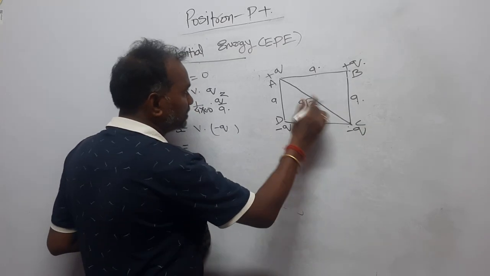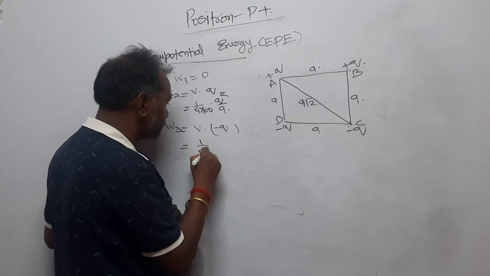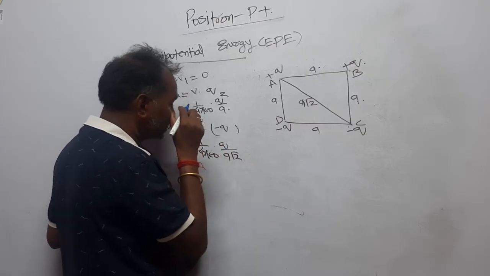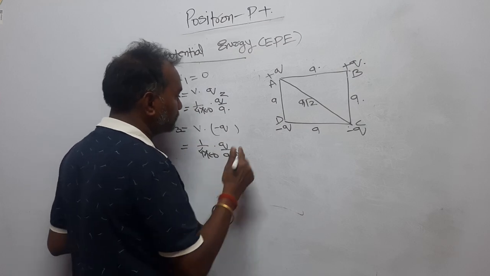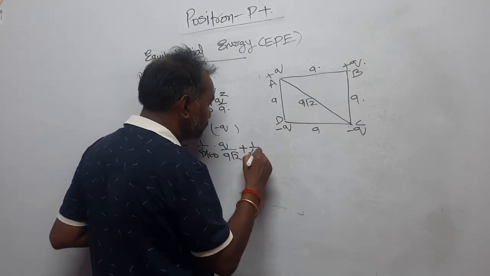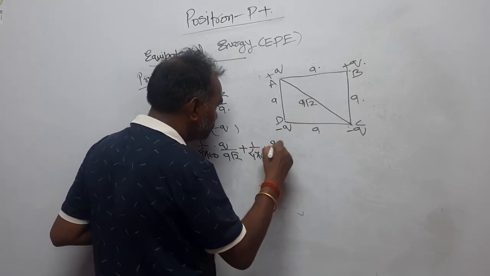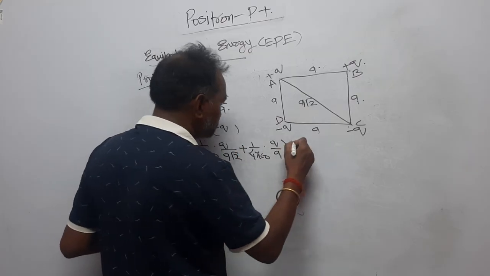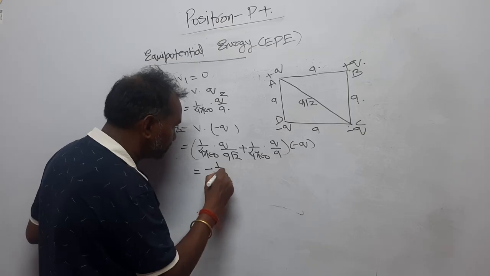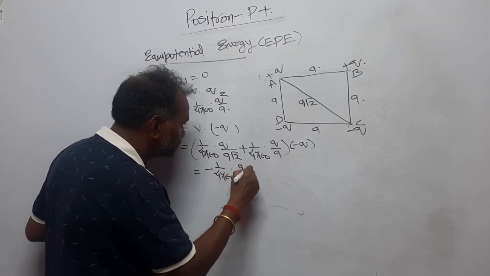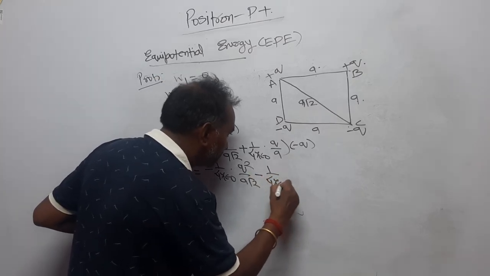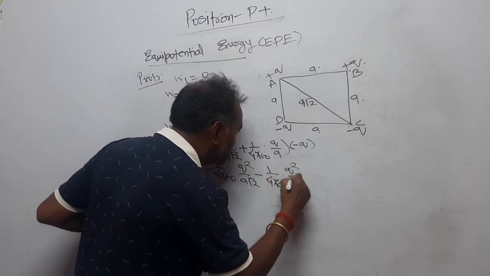So potential at this point due to this charge is 1 upon 4 pi epsilon naught Q upon A root 2, that is 1 upon 4 pi epsilon naught Q upon R. And due to this positive charge, potential at this point again would be positive. It is 1 upon 4 pi epsilon naught Q by A into minus Q. Both the results should be minus. This is Q square by A root 2 minus 1 upon 4 pi epsilon naught Q square by A, right?